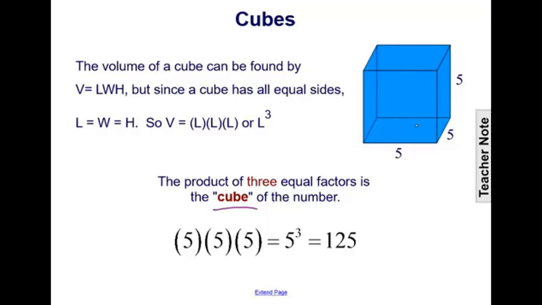And you can see we have it with this example. We have a cube that has a length of 5, a width of 5, and a height of 5. So the length, the width, and the height are all equal to 5. So we're multiplying that length 3 times. That's 5 times 5 times 5, which is equal to 5 to the third, which is 125. So the volume is 125, and it's the volume of a cube, so we say that's 5, not to the third, but we can say that that's 5 cubed.